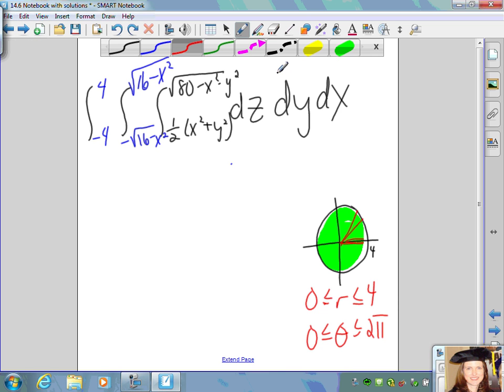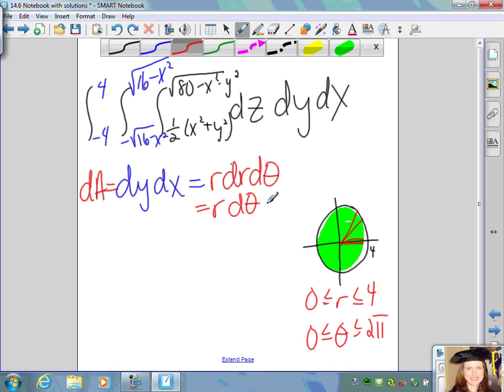Now, remember the conversion equations. We can replace dy dx, that is our differential area, and when we convert it to polar, we can write it as r times dr times d theta, or even write it as r times d theta times dr. So let's look at what happens when we convert this to polar. We can write this as the iterated integral of dz times dy dx, where we replace that dy dx with r d theta dr, or r dr d theta.